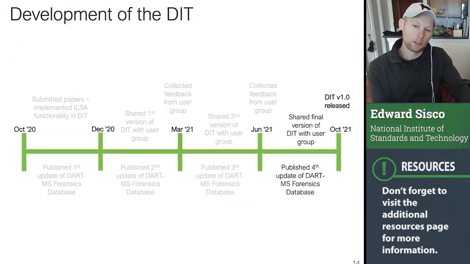And so we targeted an October 21st release of the public version 1 of the DIT, which we did. So again, after that second survey, we went back, made some very minor tweaks. And then a few weeks prior to the public release, we shared our public release version of the DIT with our user group, along with the most updated DART mass spec database at that point.